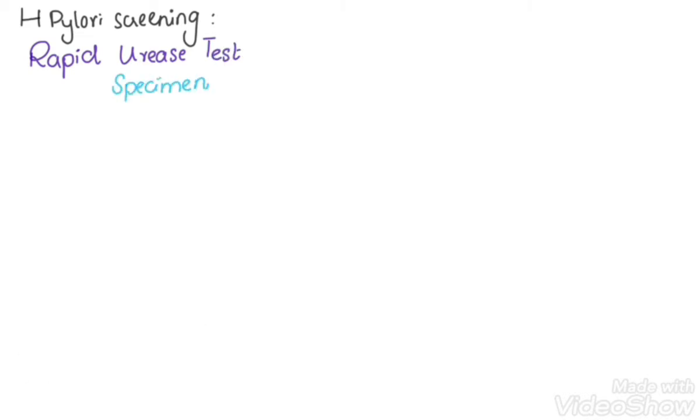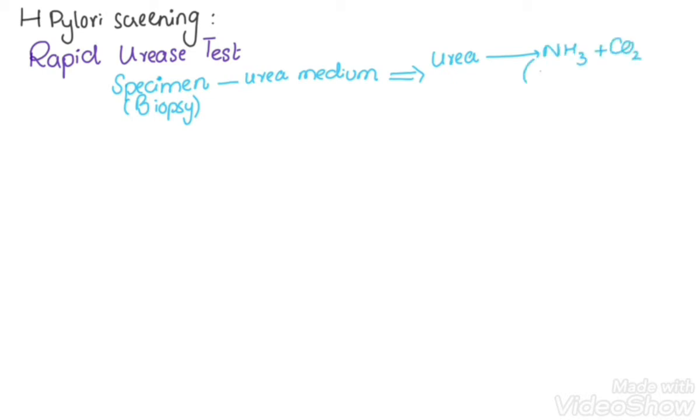The rapid urease test involves the use of a biopsy specimen. We take that biopsy specimen and grow it in urea containing medium. If H. pylori is present in that biopsy specimen, it will have urease enzyme and it will break that urea into ammonia and carbon dioxide. And so that ammonia, which is basic, will show a pH change and the test will be positive.